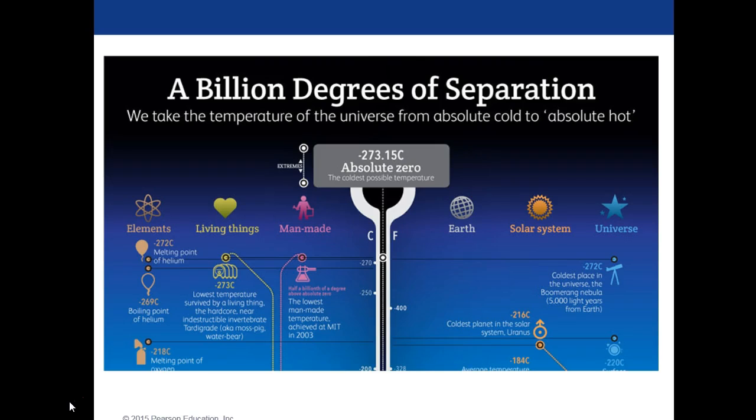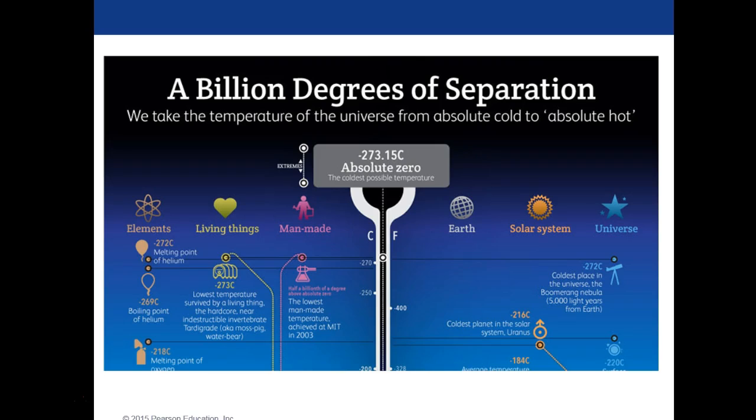When you look at Uranus, minus 216 degrees Celsius, that's the coldest planet in the solar system. That is minus 350 degrees Fahrenheit. It is almost impossible to wrap your head around. Even colder than that is the Boomerang Nebula, which is 5,000 light years away. That is negative 272 degrees Celsius. So we're approaching absolute zero. With absolute zero, when we get that cold, there's absolutely no molecular movement at all.